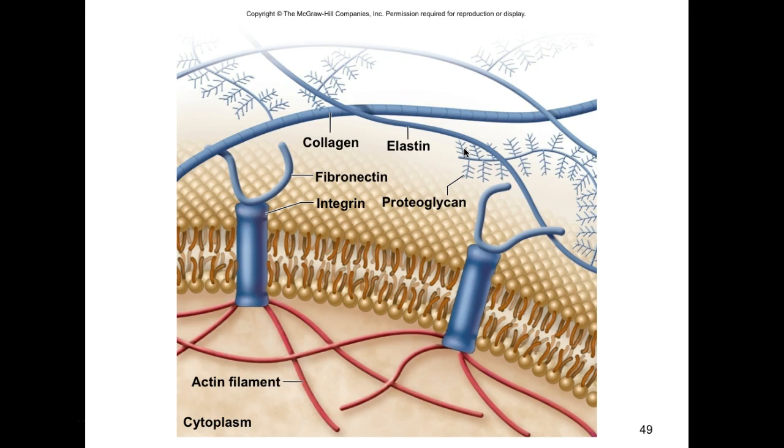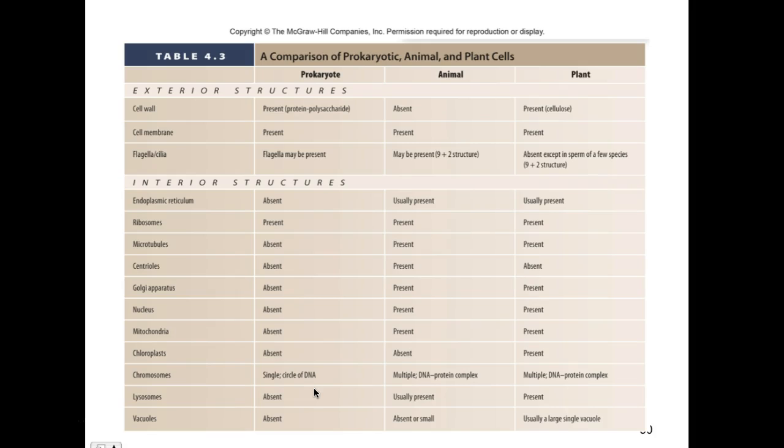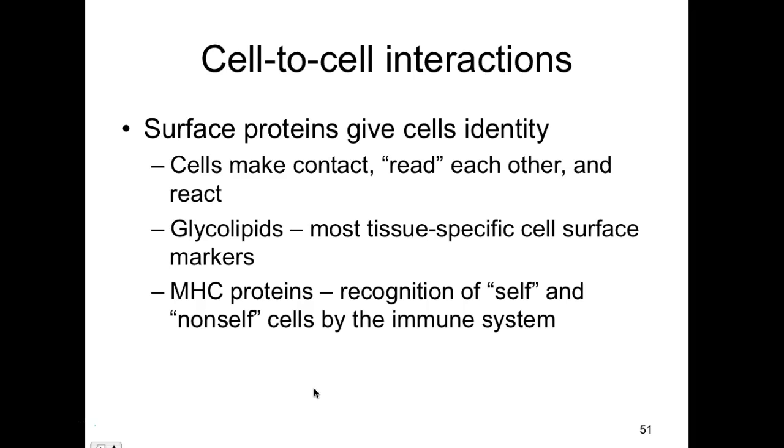So if you look at the extracellular matrix, here you have collagen fibers, elastin fibers, proteoglycan, integrin proteins, fibronectin, and ultimately you're going to have that integrin protein that's going to connect the ECM to the inner side of the cell's cytoplasm. So there's an overview of cell structures and their function.